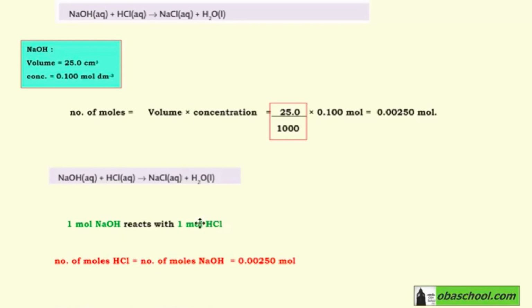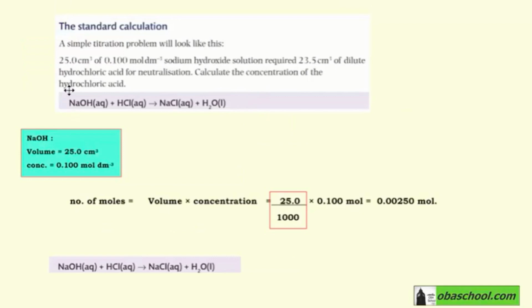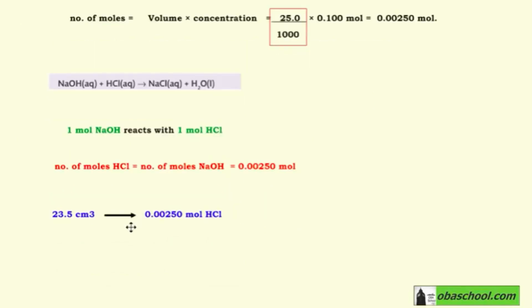Let's go back to the question. We have to find the concentration of hydrochloric acid, but notice that we have the volume of hydrochloric acid, which is 23.5 cm³. I don't want it in cm³, I want it in dm³. The number of moles we obtained are found in 23.5 cm³, so 23.5 cm³ will give 0.00250 moles of hydrochloric acid. So how many cm³ equal 1 dm³? 1,000 cm³ is equal to 1 dm³.